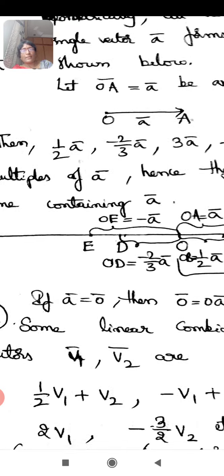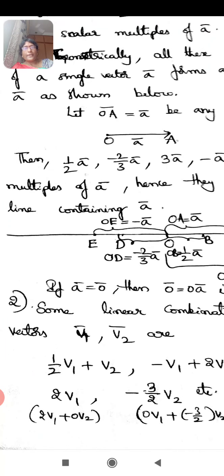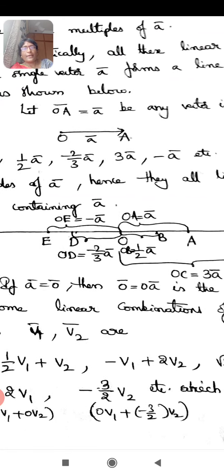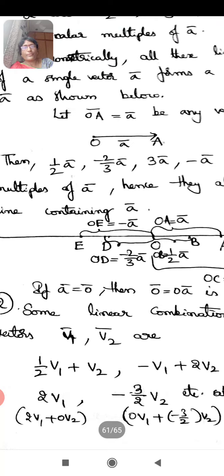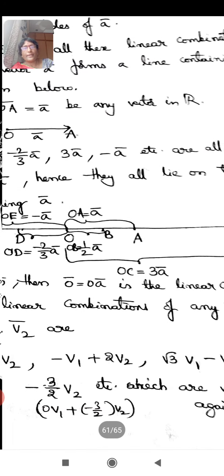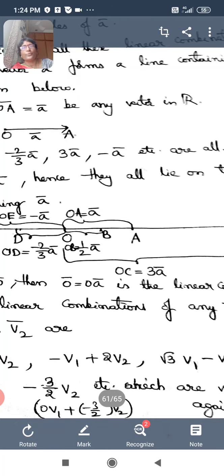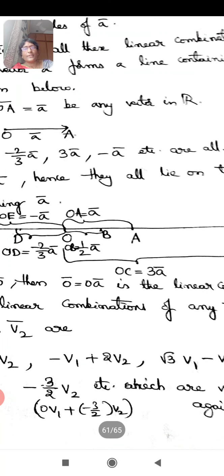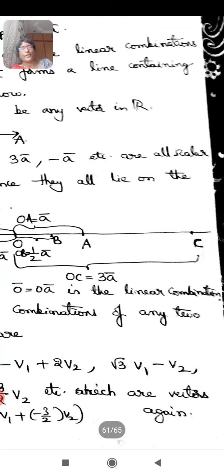That is possible because 2v1 can be expressed as 2v1 + 0v2, where we can see both the vectors v1 and v2, and the scalar multiples are 2 and 0. That is how 2v1 + 0v2, which is nothing but 2v1, can be treated as a linear combination of v1 bar and v2 bar. And in the same manner we can justify that -3/2 v2 is also a linear combination of the vectors v1 bar and v2 bar, as it can be written as 0 v1 + (-3/2) v2.